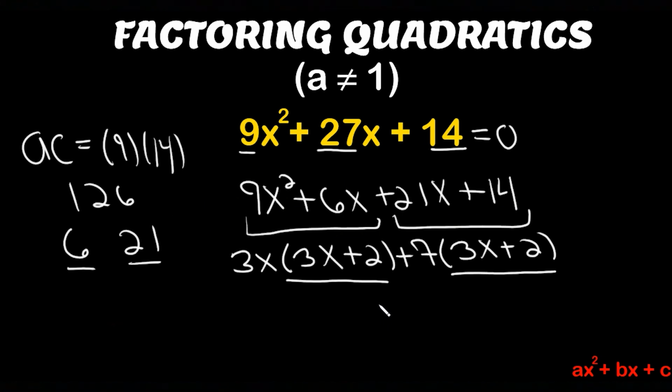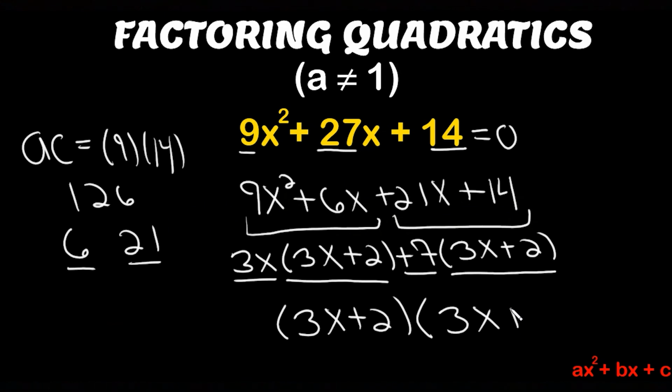And this problem here, I see that I have a common factor, meaning I did it correctly, and I'm pretty much done. So all you have to do now is write the common factor one time, which is going to be 3x plus 2, okay? And then write your outside values together. So 3x plus 7. So in parentheses, I'm going to write 3x plus 7. And this problem is now completely factored, all right?